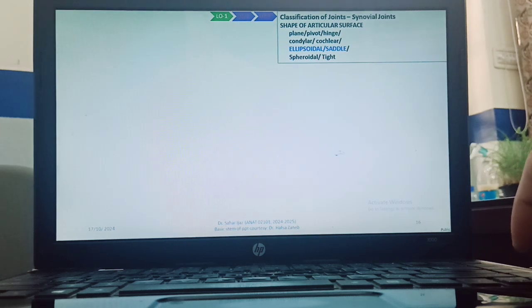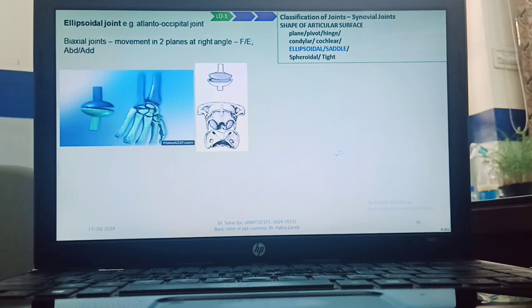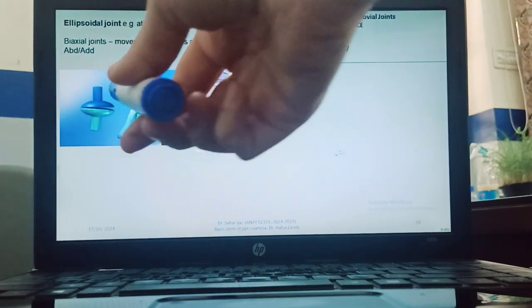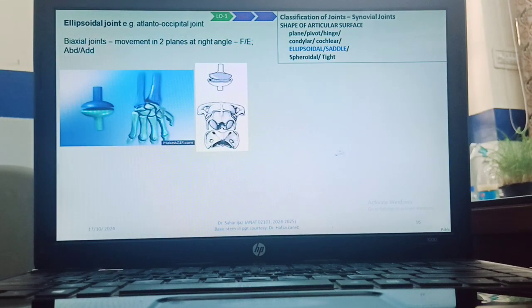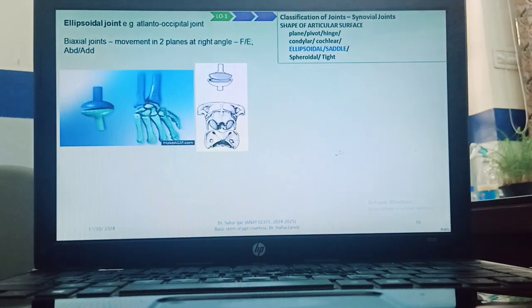Then ellipsoidal or saddle. If the articular surfaces coming together, one concave, one convex, they are elliptic in outline, then the movement possible is along two planes. And these are biaxial joints. Around two axes, the movement is happening. For the movement which is happening like adduction and abduction, this is the axis, and for the other movement, that is flexion and extension, the axis is passing this way.